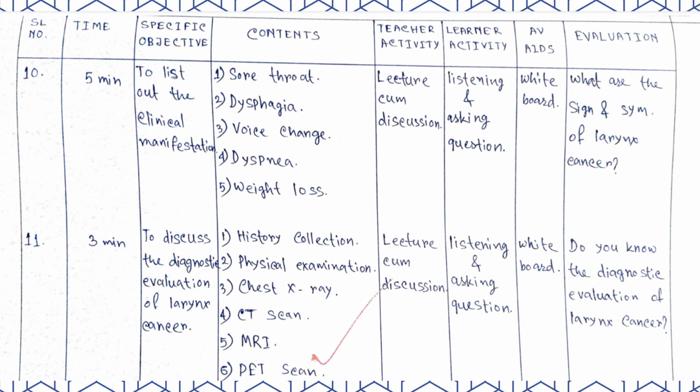Next is point number 11, specific objective: to discuss the diagnostic evaluation of larynx cancer. Content: history collection, physical examination, chest X-ray, CT scan, MRI, and PET scan, positron emission tomography scan. Then teacher activity, lecture cum discussion, learner activity, listening and asking questions, AV aid, whiteboard. Evaluation: do you know the diagnostic evaluation of larynx cancer?